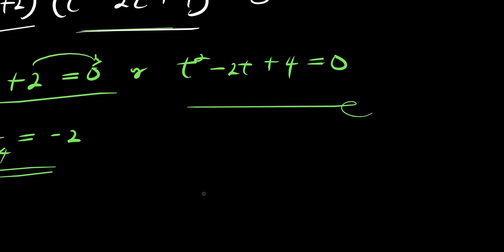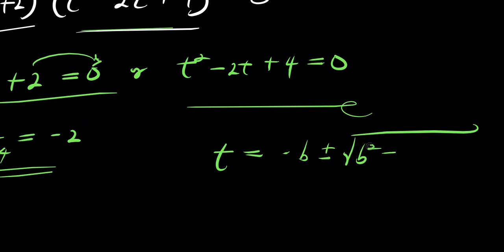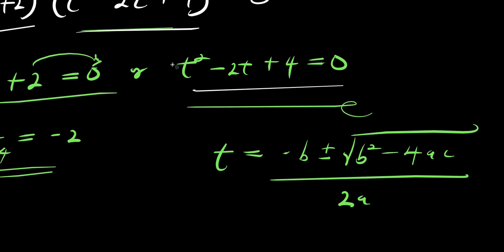What I'm going to do will be to solve this using the formula method. I have t equals -b plus or minus square root of b squared minus 4ac, divided by 2a. So let's find the value of a, b, and c from this particular equation. 1 is my a, which is the coefficient of t squared, -2 is my b, and this is my c.